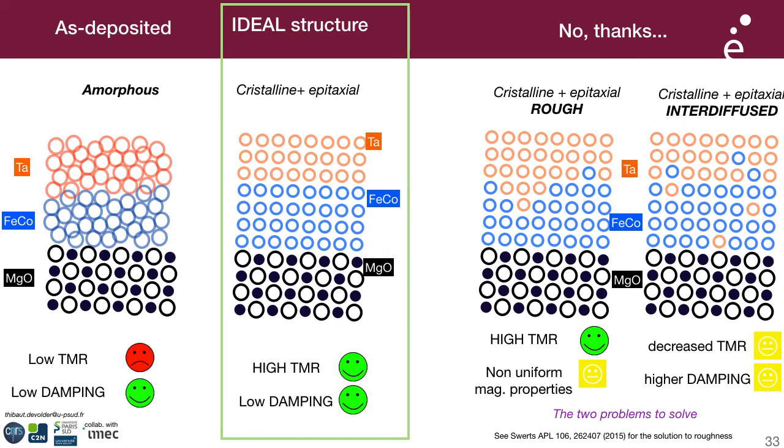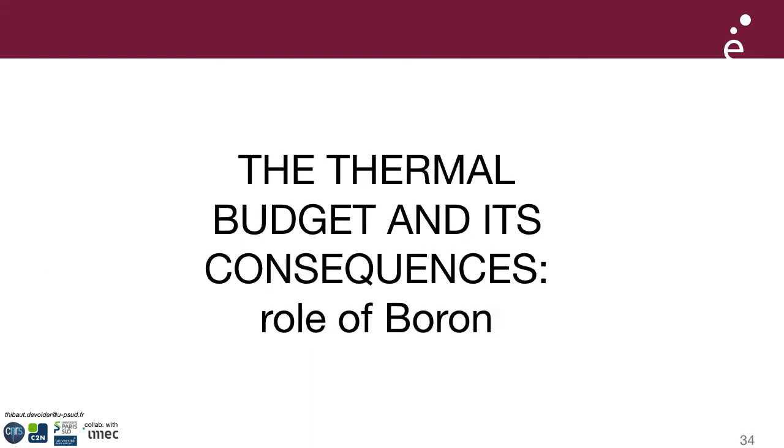Of course, you crystallize, but in the end, you can have some roughness at the interfaces, and you can have interdiffusion of dopants within the free layer, which degrades your TMR and your damping. So you do have two problems to solve: the roughness at the interface and some interdiffusion. For the roughness, I advise you to look at this paper of Johan Swerts and co-workers. I will only focus on the interdiffusion. The interdiffusion comes from the thermal budget that is used to prepare STT-MRAM devices.